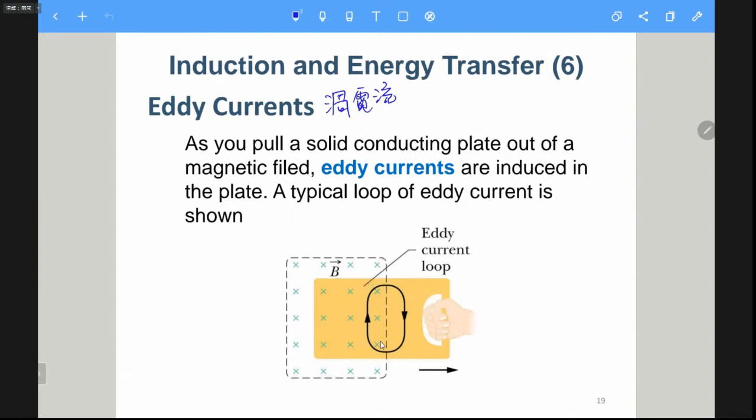But here we have the dotted region with the magnetic field pointing into the page. And then this is the conducting plate. If you try to pull this thing out, then the magnetic flux going through this region is decreasing. So there will be eddy current. Even though there is no explicit path for the current to go, there will still be what is called eddy current going in this region.